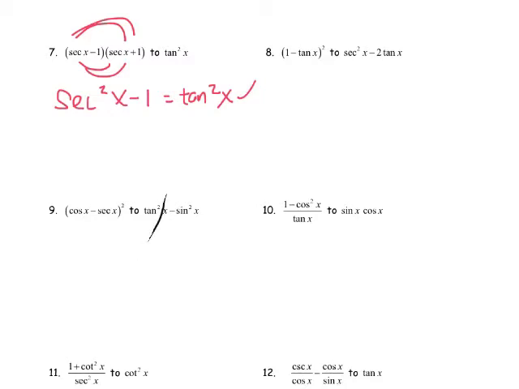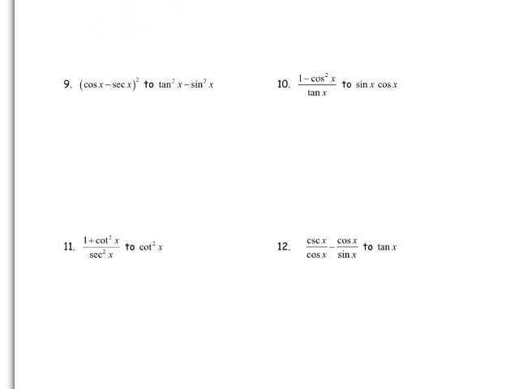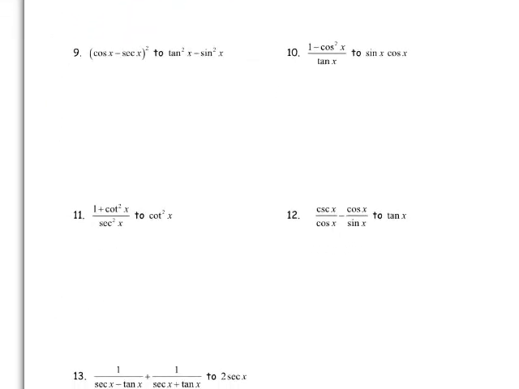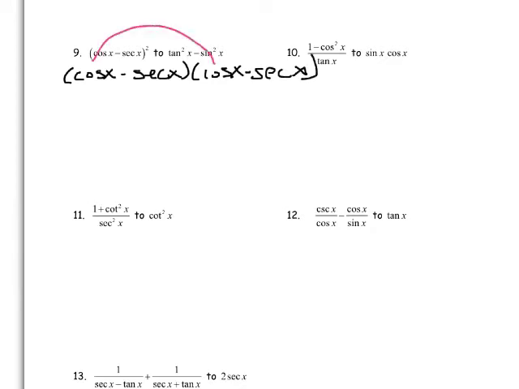Oops. Number 9 is an algebra problem. I call it algebra because you have to do cosine minus secant times itself. So if we FOIL this, cosine times cosine is cosine squared. Cosine times minus secant is minus 1. Minus 1 again, plus secant squared.